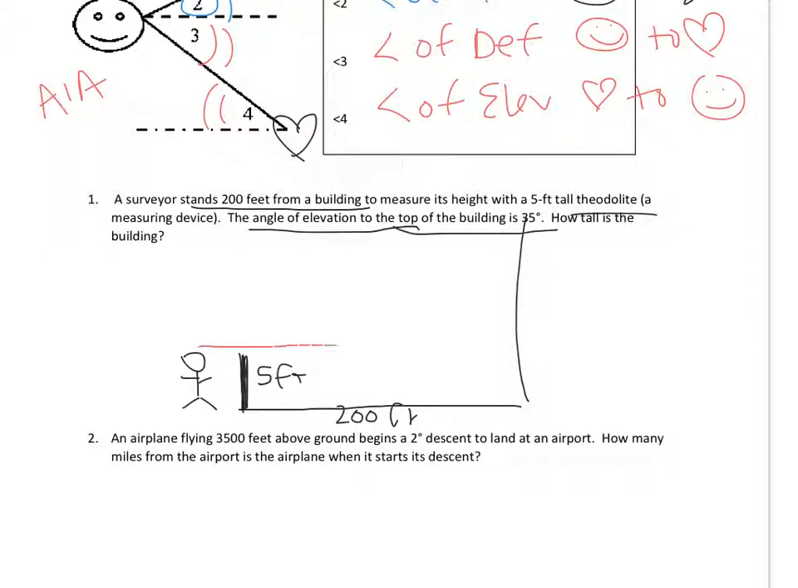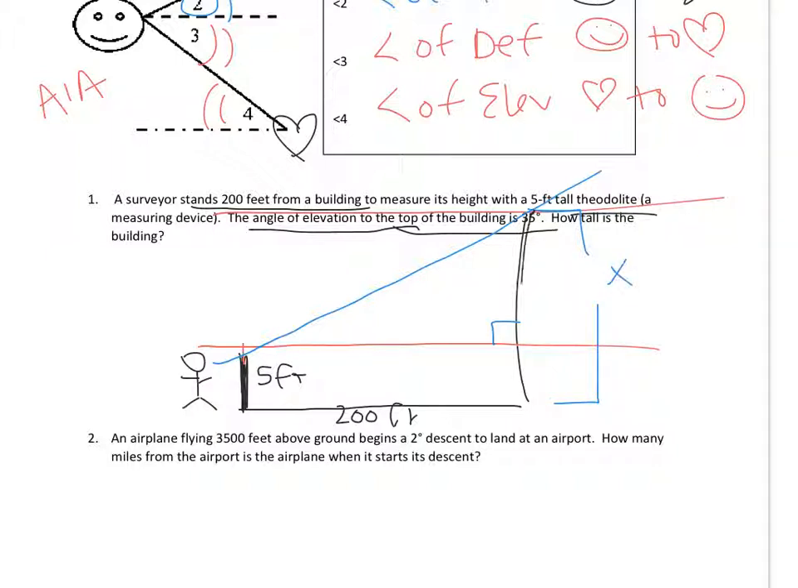So we have to draw our parallel lines in right here. So I'm going to draw the distance right here. We always want to set up a right triangle. How tall is the building? So we're trying to find this whole part right here. But first what we need to do is, I'll change color here, we're going to look at this green triangle. We know in this green triangle this is 200 feet. We know that this angle is 35 degrees because that's the angle of elevation.